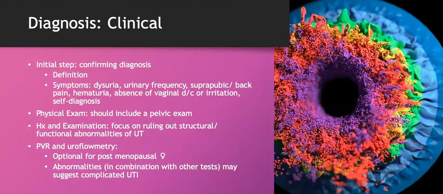You also then need to move on to the physical exam, which should include a pelvic examination. The main reason we do a history and an exam is to focus on ruling out structural or functional abnormalities in the urinary tract. Post-void residuals and uroflowmetry studies can also be performed, which are optional for post-menopausal women. And then abnormalities in combination with other tests that are done may suggest a complicated UTI.